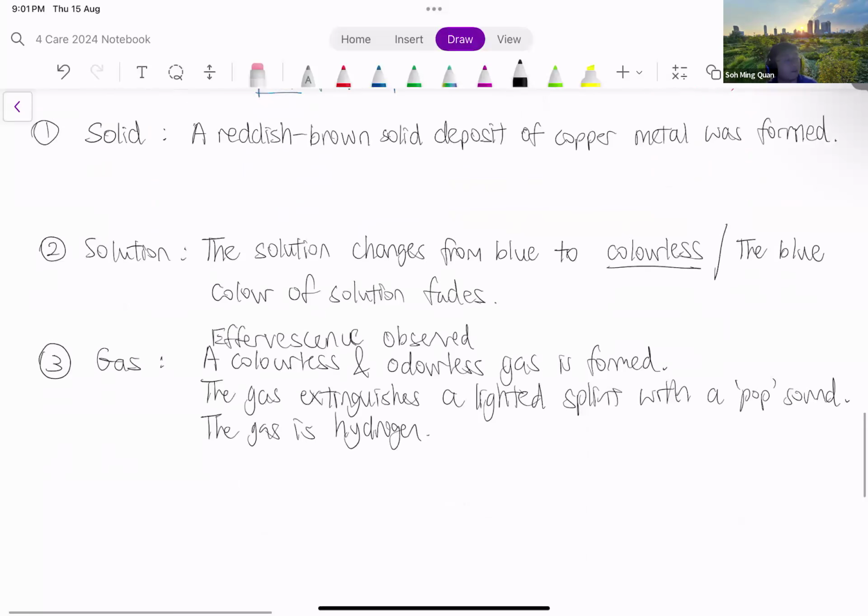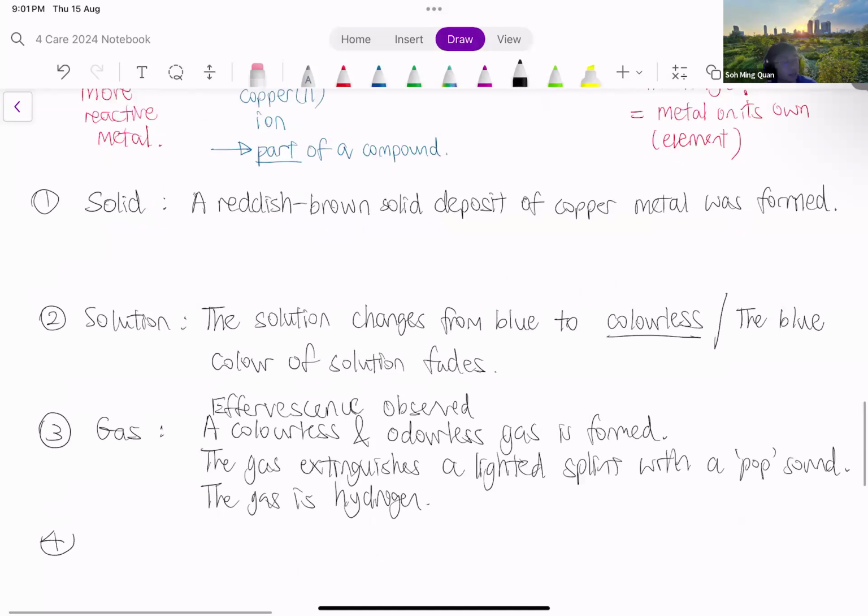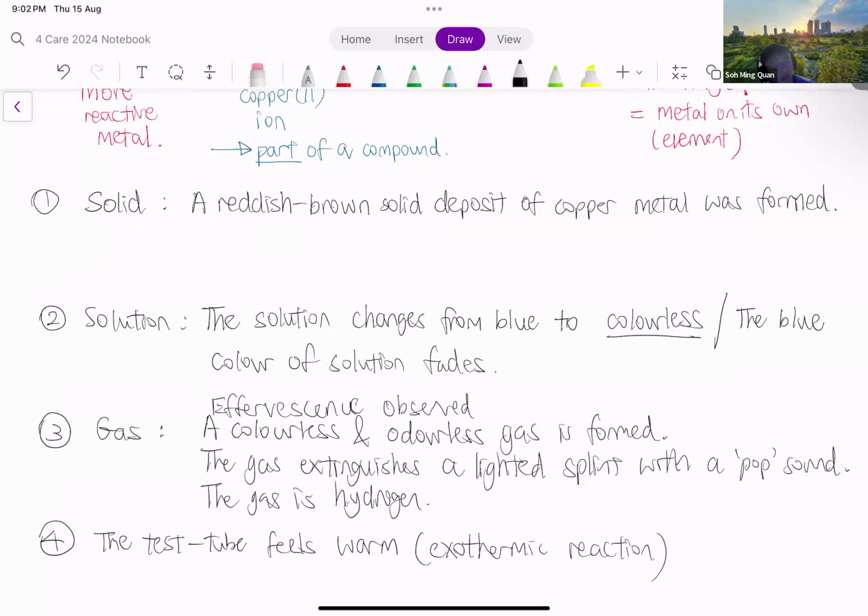Okay, now the very last point, of course, we mentioned in class, over here, your test tube or your beaker should feel warm. Okay, it feels warm because this reaction is exothermic. Displacement of metals is an exothermic reaction. It releases heat energy to the surroundings. Okay, so these are the 4 main observations that you should write down for a practical involving displacements, let's say.